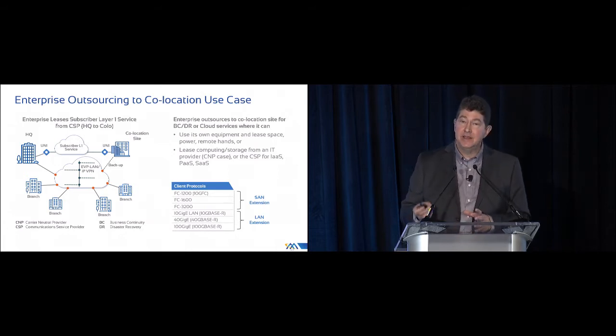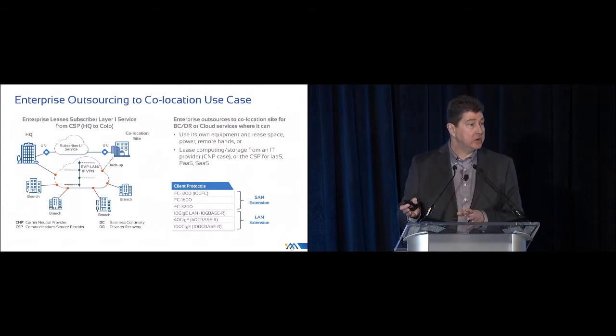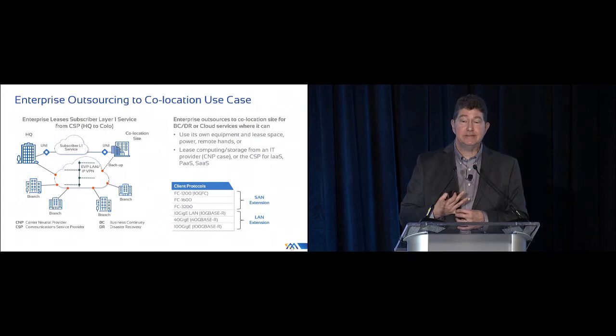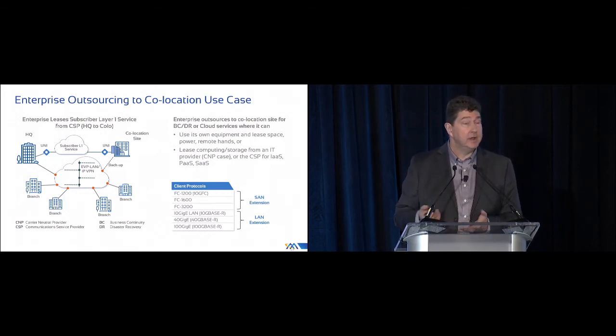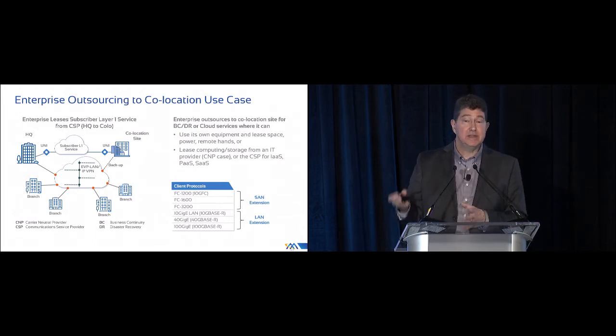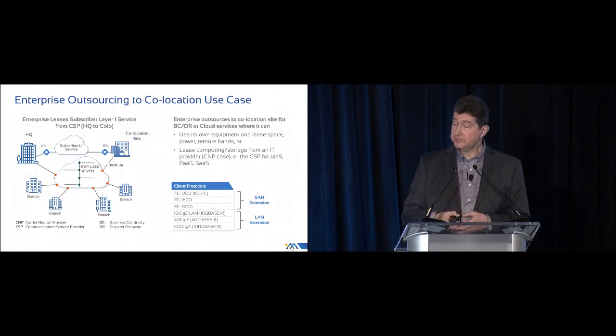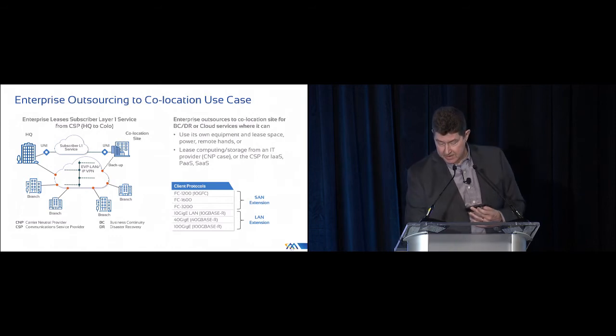They could lease space and power from a colo site like Equinix and drop in their own equipment, or they could lease the computing and storage capabilities from an IT provider who has an offering in that colo, like IBM SoftLayer, for example. Or if it was actually a CSP, a communication service provider building, they could simply lease the three service types that they need, the NIST services, software as a service, or infrastructure as a service.